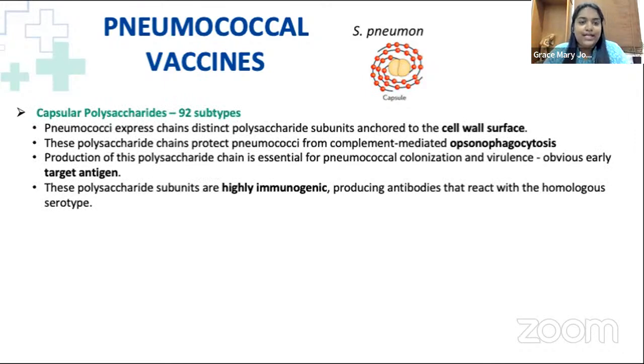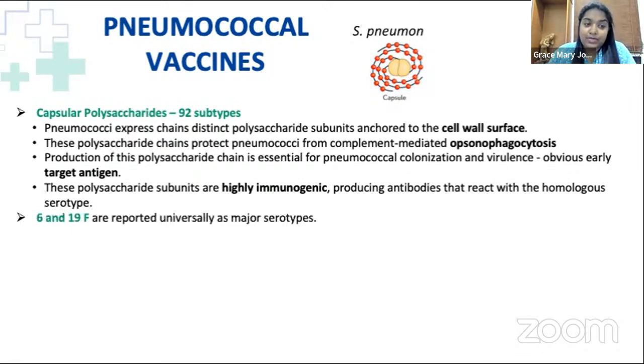Now this polysaccharide, this beaded thing that you see, there are nearly 92 subtypes, and it is expressed on the cell wall surface. Now, like I said, it protects this organism from opsonization, from destroying the organism by opsonization. Therefore, this polysaccharide layer is the target antigen, and this capsule polysaccharide is very immunogenic.